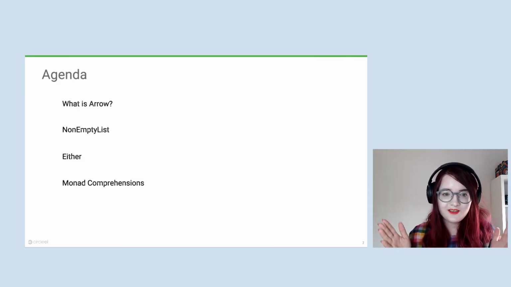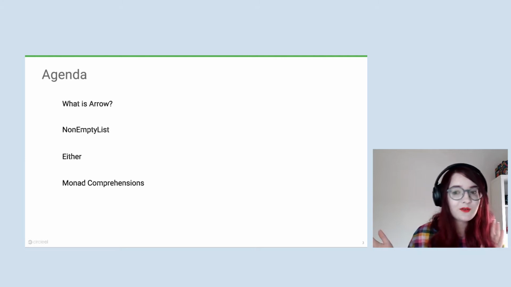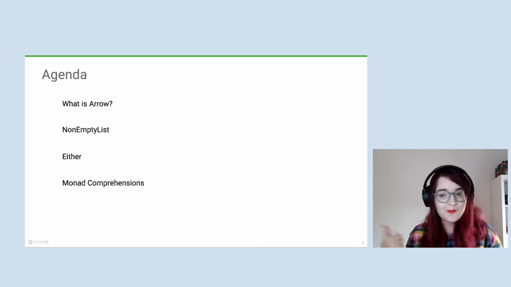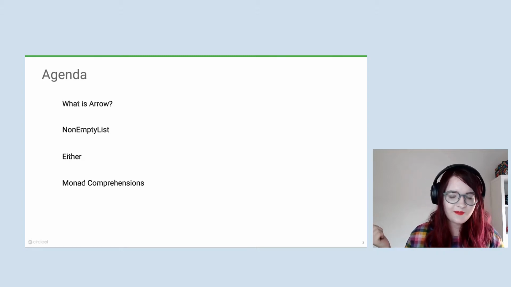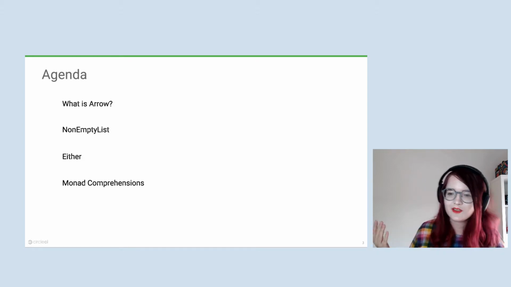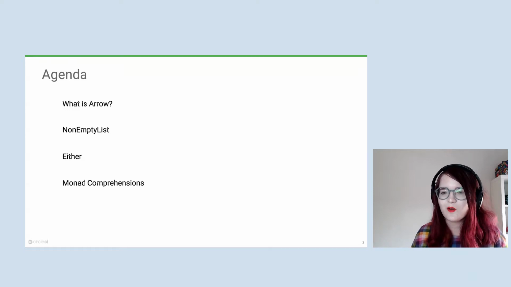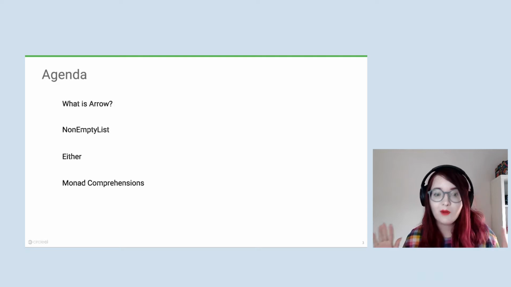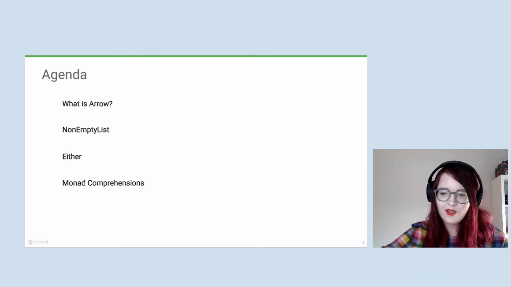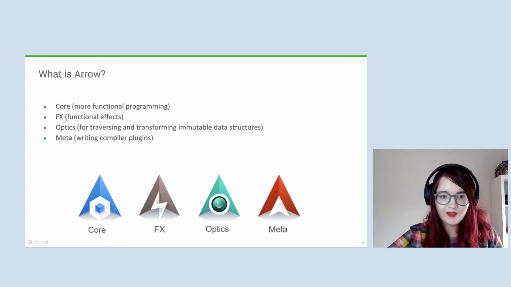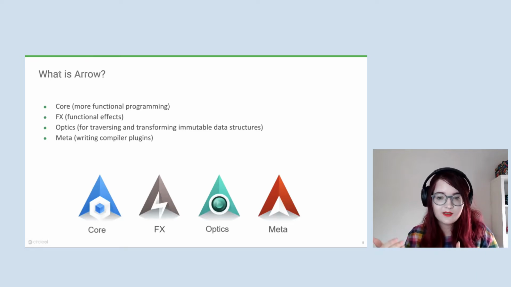Today on our agenda is what exactly is Arrow? What kind of library is it? NonEmptyList as an example of domain-oriented functional programming, Either as another interesting example of handling errors, and also the scary part of monad comprehensions. So what is Arrow? Arrow is actually a library that consists of multiple parts. There's core, FX, optics, and meta.